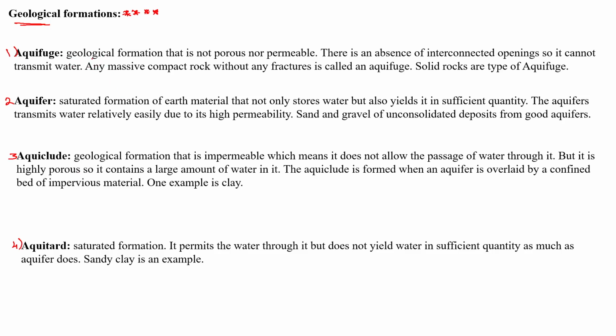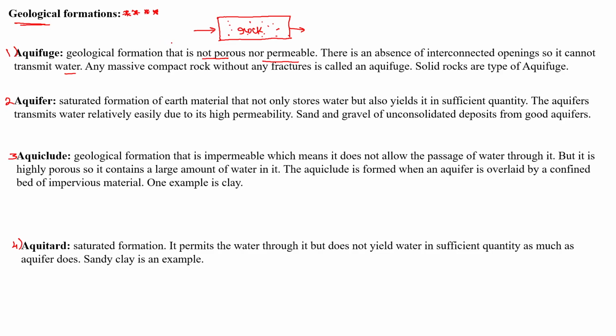So aquifuge is a geological formation that is not porous or not permeable. There is absence of interconnected openings, so it cannot transmit water. Let's say I have a big boulder or rock. If you try to pour water on this side, are you able to see water on this side? No, because it does not have any pores, and it is neither permeable. So it is a very strong geological formation.